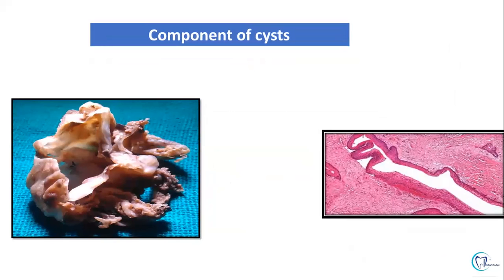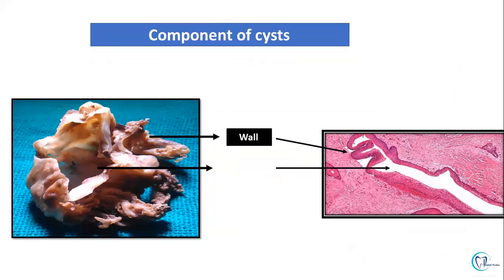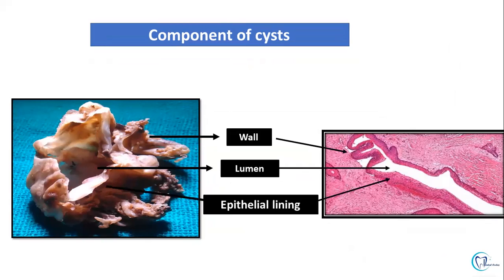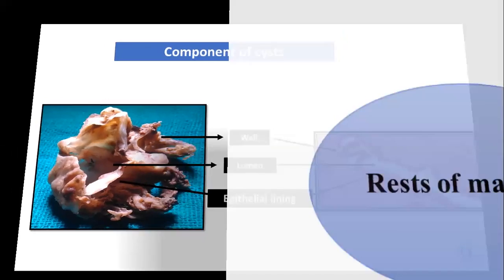Starting with the components of this cyst, a cyst is formed by the capsule or the wall. The second component is the lumen of the cyst or the cystic cavity. And the third thing is the epithelial lining. If it is a true cyst, there will be an epithelial lining which is supported by the connective tissue wall or the connective tissue capsule. And there is a central lumen or the cystic cavity. So these are the three main components of a cyst.